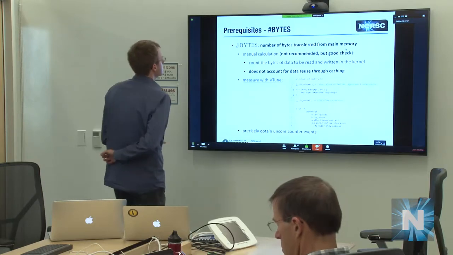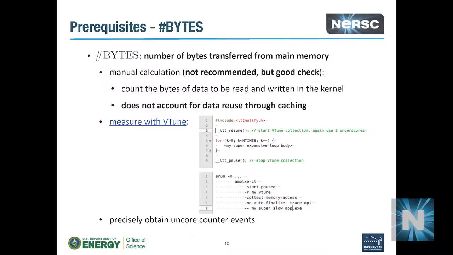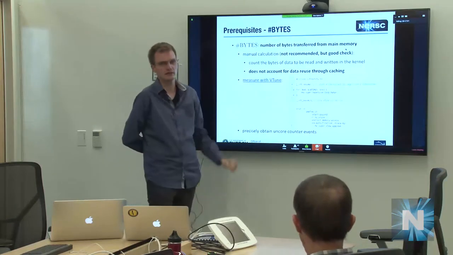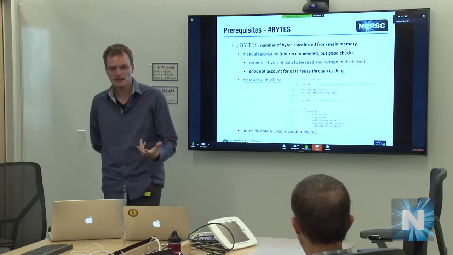The next thing you need is bytes. So the number of bytes transferred from main memory, okay, for this kernel. So from main memory, not from cache, okay? So you can compute this manually. Technically, you can, but we don't recommend it, because you do not account for data reuse and caching, right?